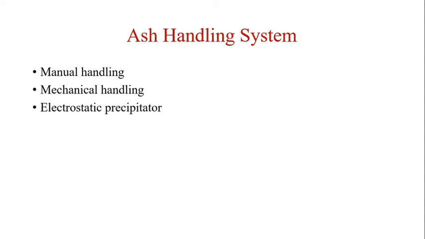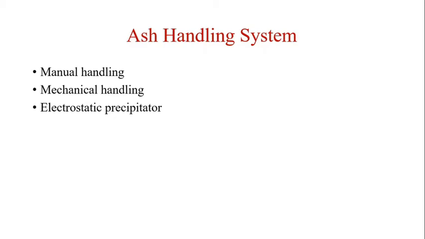The next component is the ash handling system. The disposal of ash from a large capacity power station is of the same importance as ash is produced in large quantities. Ash handling is a major problem. To handle this ash in a thermal station, there are three kinds of systems or subcomponents of the ash handling system. First is manual handling. While barrows are used for this, the ash is collected directly through the ash outlet door from the boiler into the container manually.